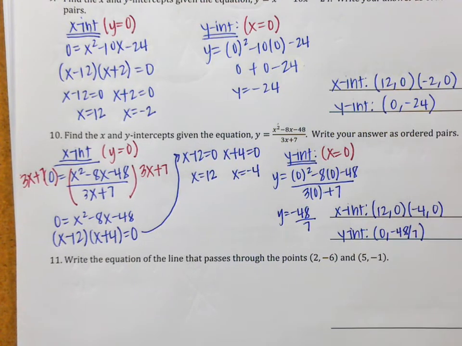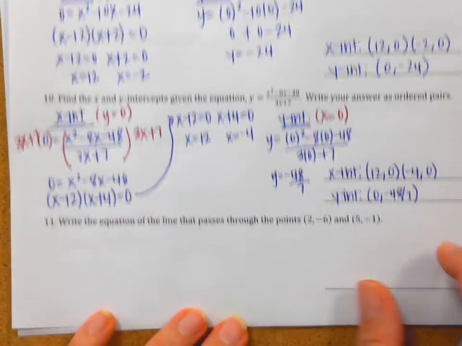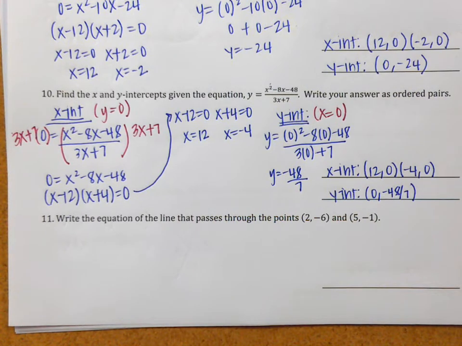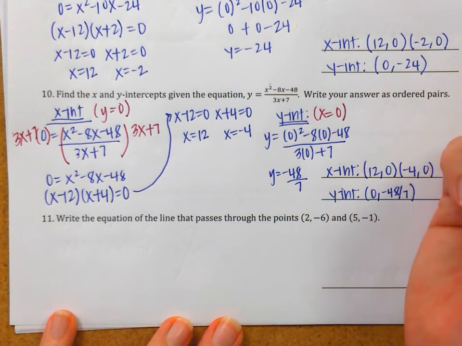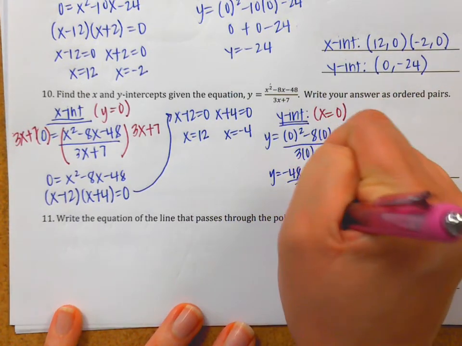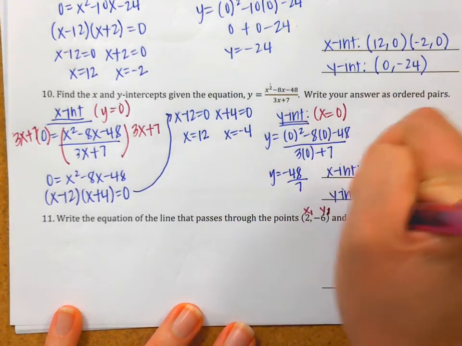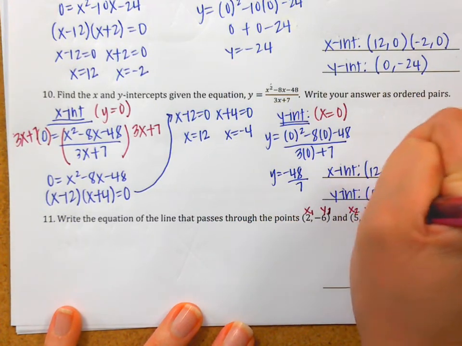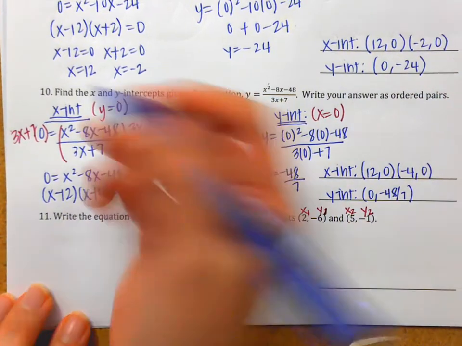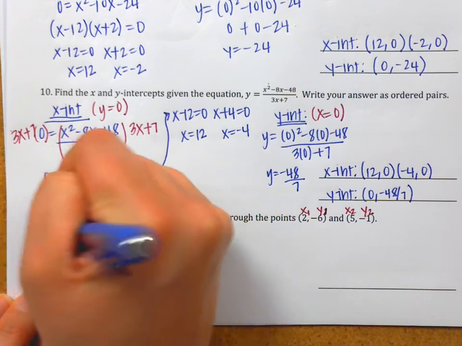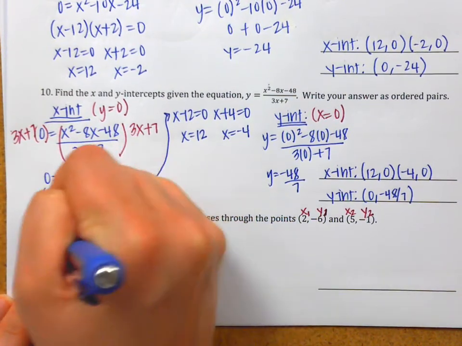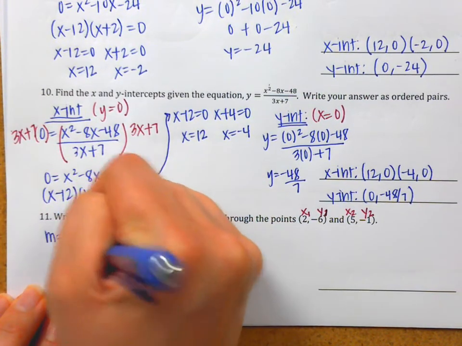Okay, so number 11, write the equation of the line that passes through the points 2, -6 and 5, -1. Whenever you are finding the equation of the line, the first thing you should be looking for is the slope. So to find the slope, we need to use our slope formula. And so that's x1, y1, x2, y2. And remember the slope formula is y2 minus y1 over x2 minus x1.